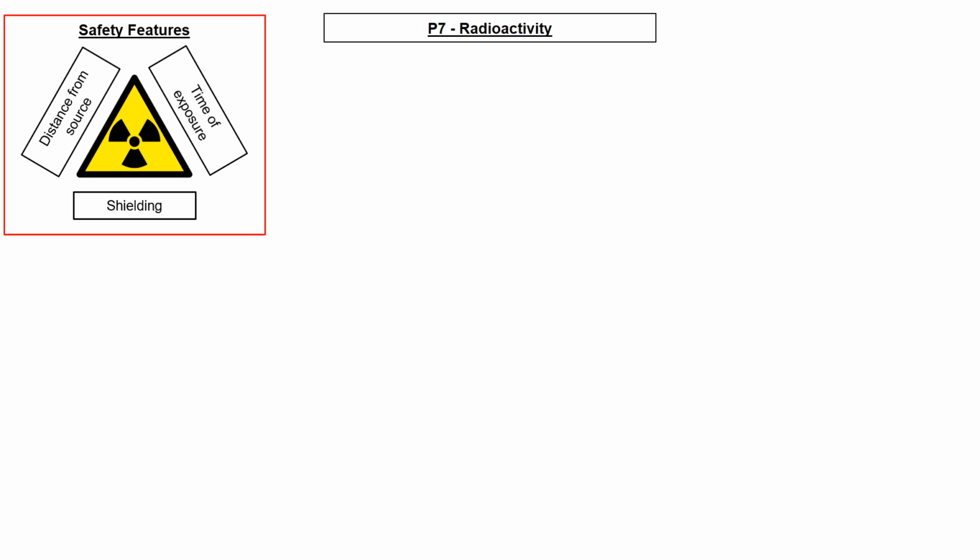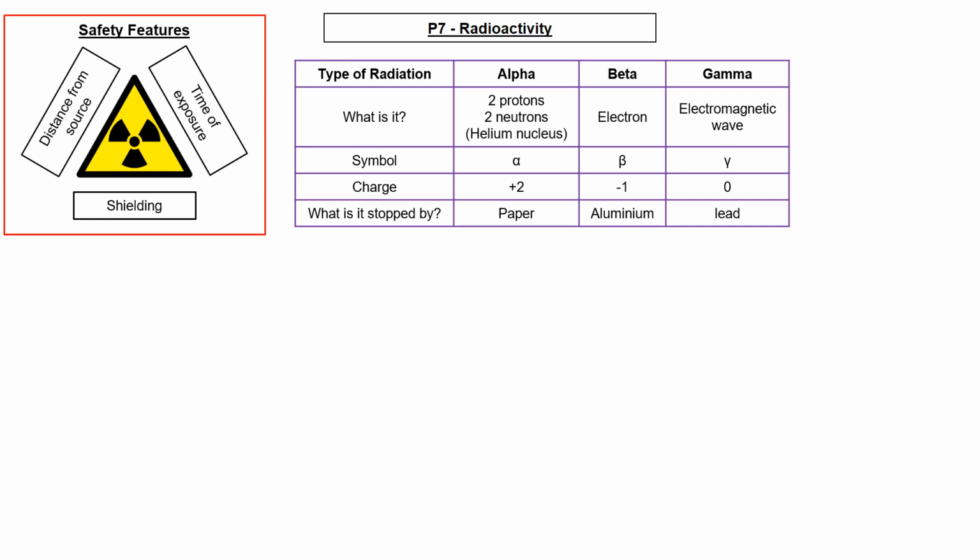So use that idea if you're asked a question on radiation safety. This is how you could structure it, talking about the distance from source, time of exposure, and shielding, giving examples of each. We then have the different types of radiation. So we've got alpha, beta, and gamma.